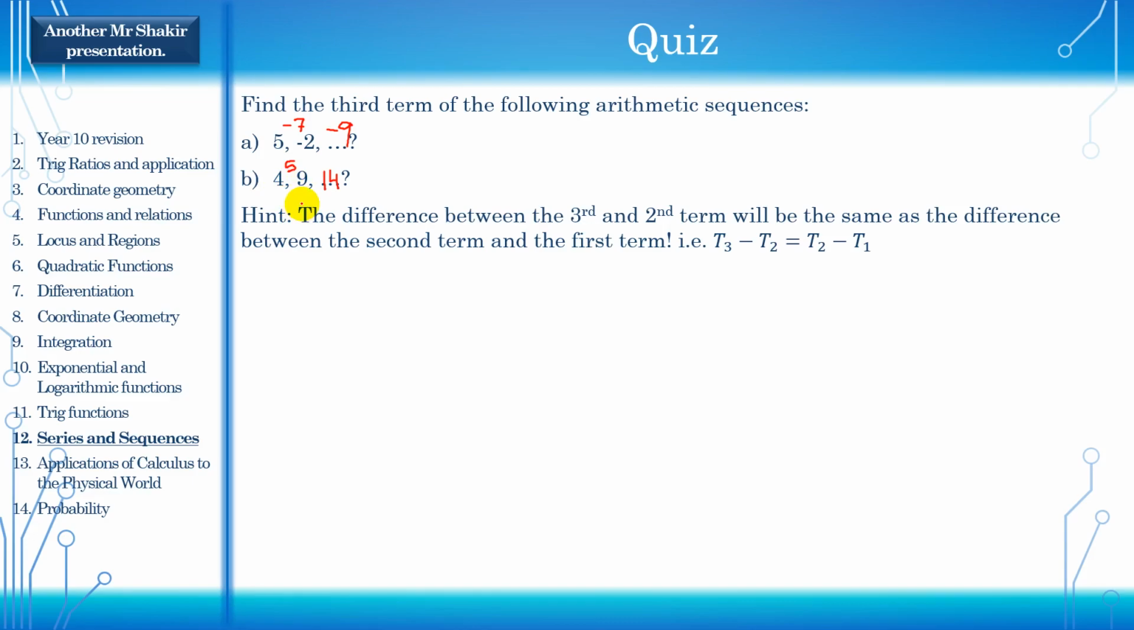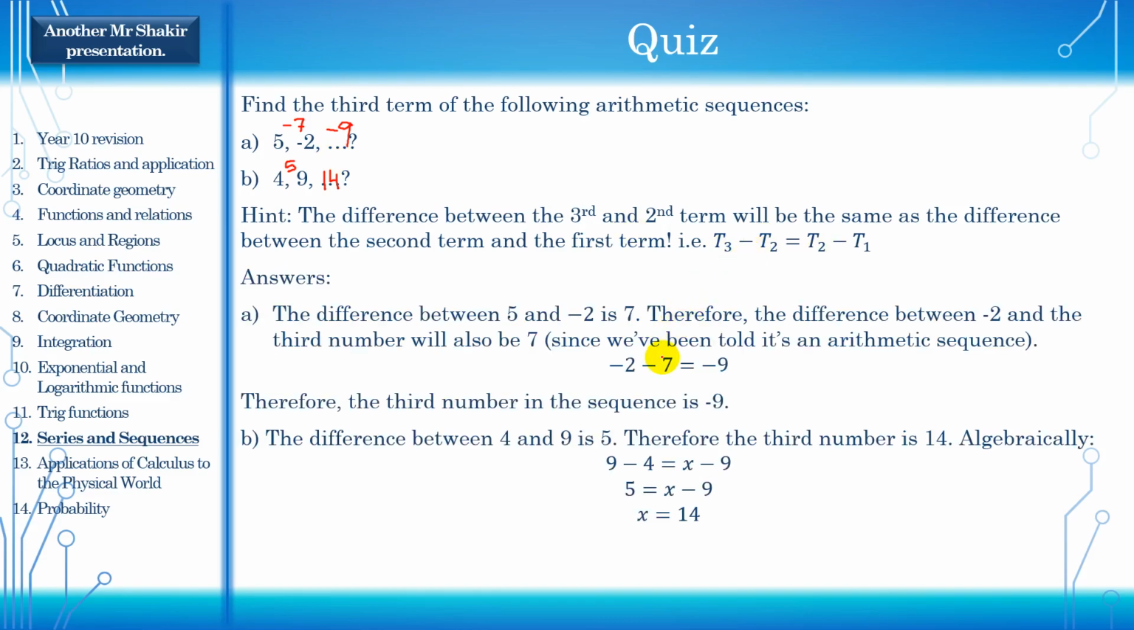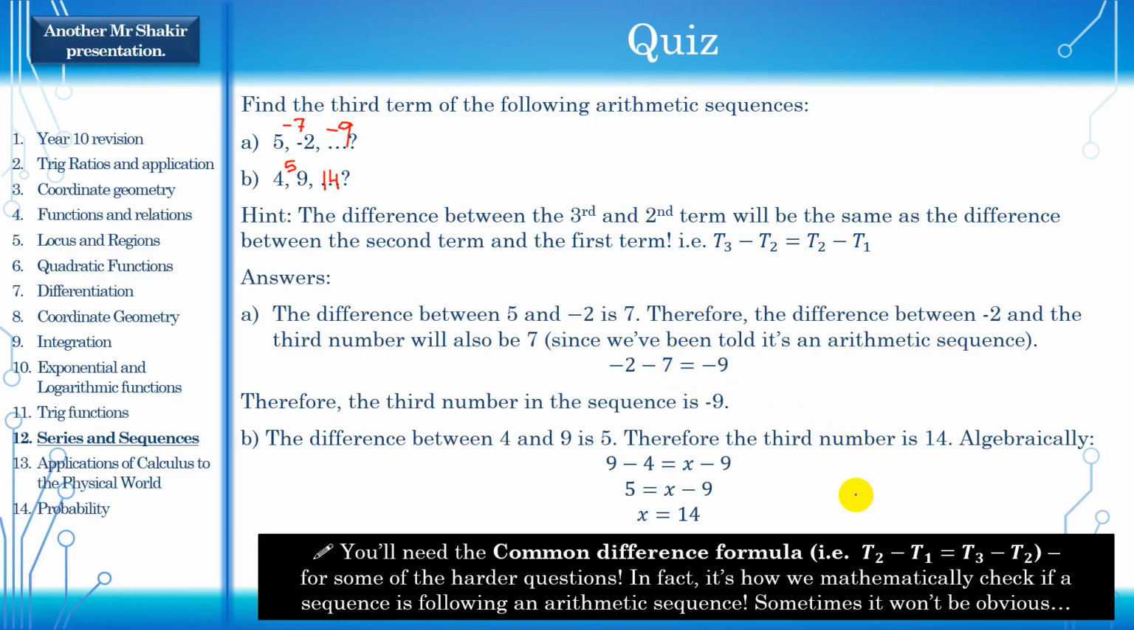And I know it looks like a complicated thing to do. Why would we do it? It's just so easy to do the way we did it. The answer is that some of the harder questions will require us to use this formula. You do need to know it, you do need to get used to it. This is how we check if an arithmetic sequence is actually an arithmetic sequence. Otherwise, sometimes it's not so easy to see.